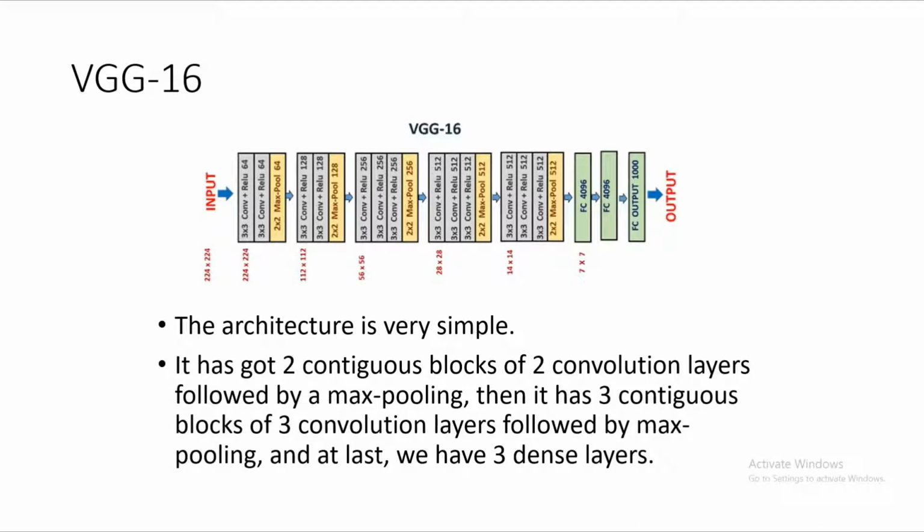It has 2 contiguous blocks of 2 convolution layers followed by max pooling. We can see the first and second are the contiguous blocks, which are followed by 2 by 2 max pooling, and then another 3 contiguous blocks of 3 convolution layers followed by max pooling, and at last we have 3 dense layers, or 3 fully connected layers.